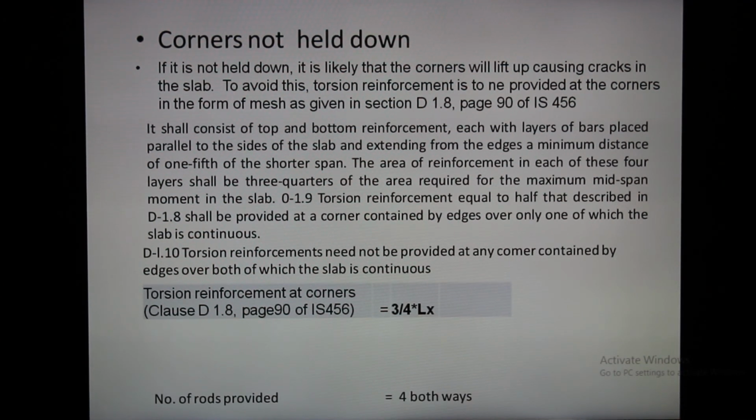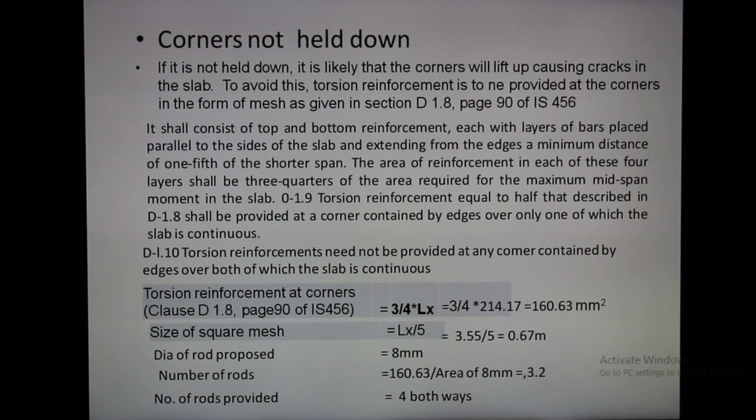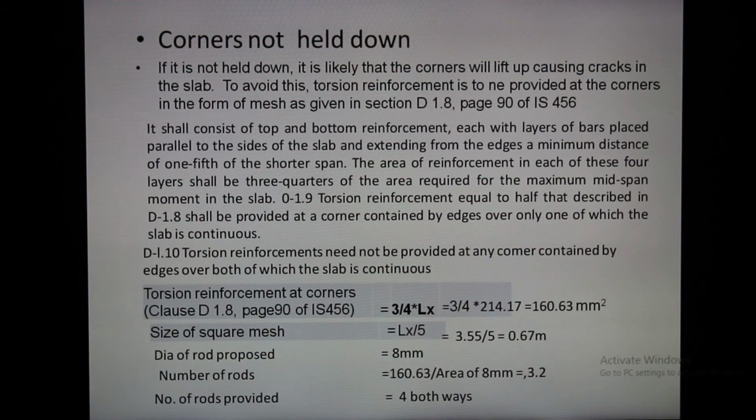Torsion reinforcement at corners, as given in D1.8, page 90 of IS 456, is 3/4 of that for LX. What is 3/4 of LX? It is 160.63 mm square. Size of the square mesh is span by 5, that is LX by 5, which gives 0.67 meter. Diameter of rod proposed is 8 mm. So number of rods is 160.63 divided by the area of an 8 mm rod, that is 50.3, which gives 3.2. So number of rods provided is 4 numbers both ways.